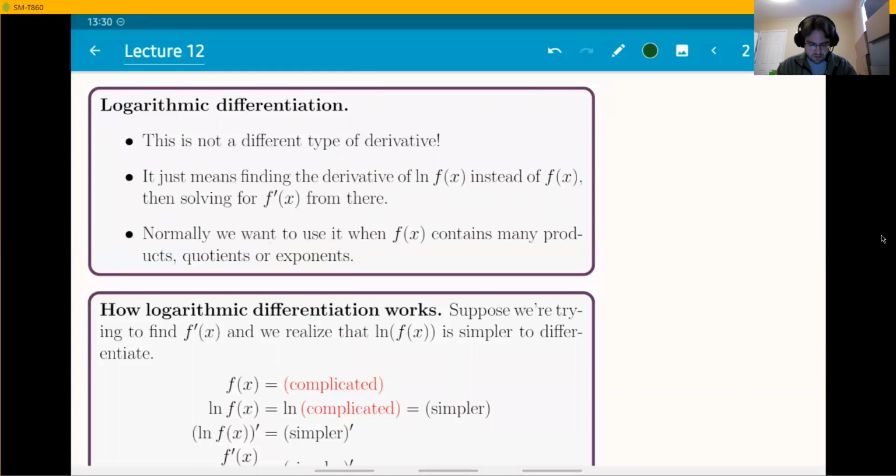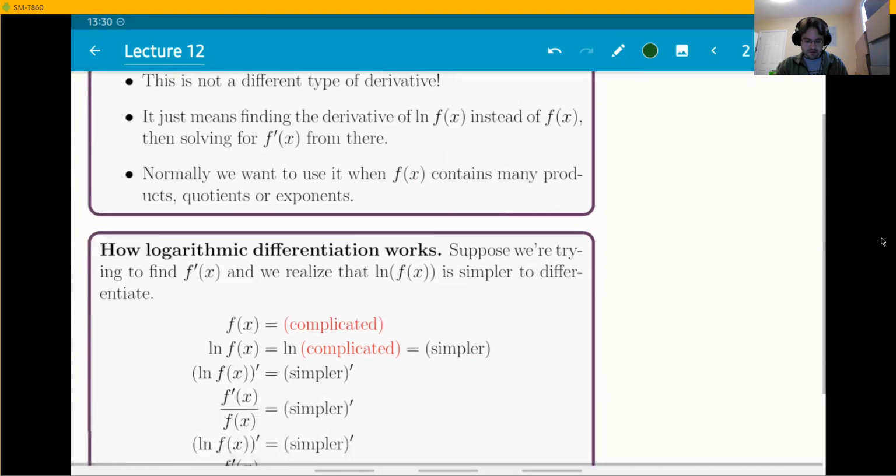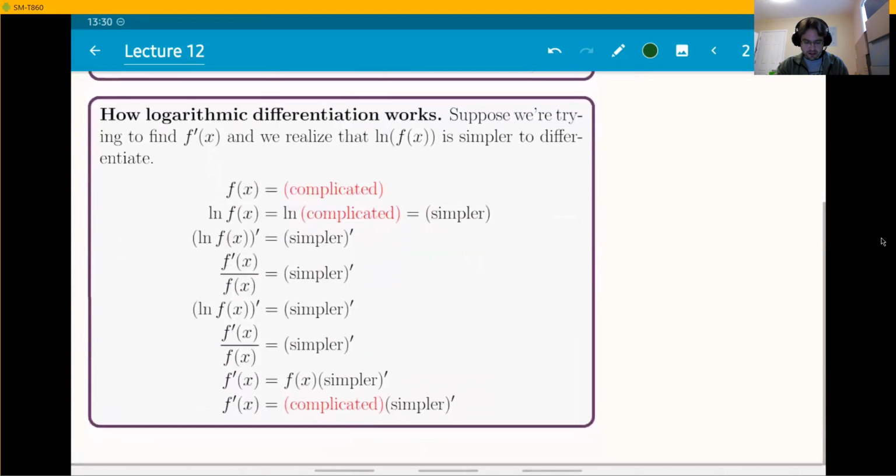Simply because we normally want to use that when the function f contains many products or quotients or exponents. These are expressions that become simpler when you take a logarithm. So if you can find the derivative of ln of f instead, and then somehow, we're going to see how, use that to obtain the derivative of f, then that can be good for you. So I'm going to have a little box here that just shows you how it works, but we're going to see it in practice. So suppose that you're trying to find f prime for some function f.